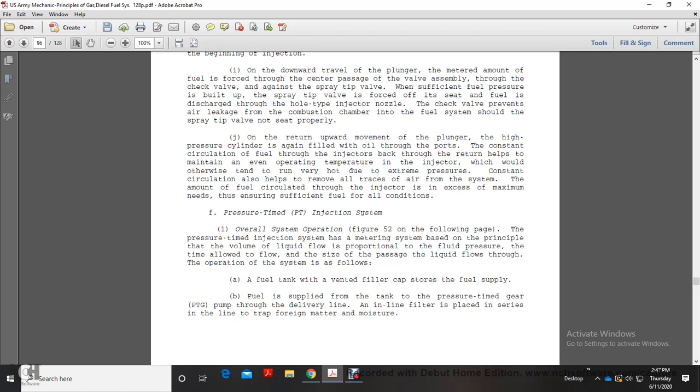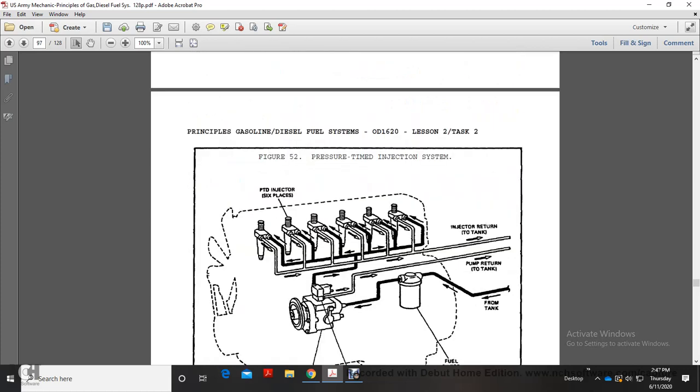The fuel tank, with a vented filler cap, stores the fuel supply. Fuel is then supplied from the tank to the pressure time gear pump through the delivery line, with an inline filter placed in series to trap foreign material and moisture.